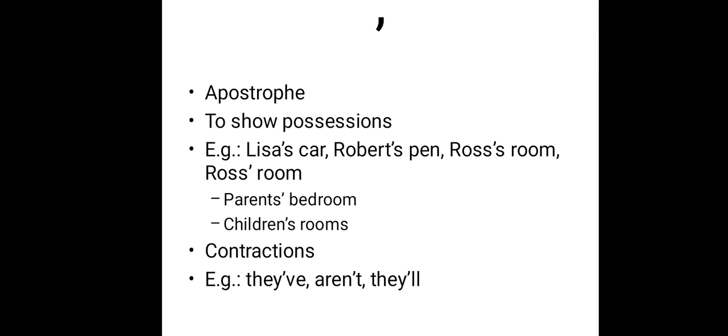Similarly, when you are talking about a plural noun that ends in s, for example, parents, it's okay to add just an apostrophe and not an extra s. Parents' bedroom. Whereas if the word ends with a letter other than s, like children, for example, then you have to use an apostrophe and an s. Children's rooms. And you use an apostrophe in contractions. For example, they've, they'll. The letter which you omitted is always substituted by an apostrophe.